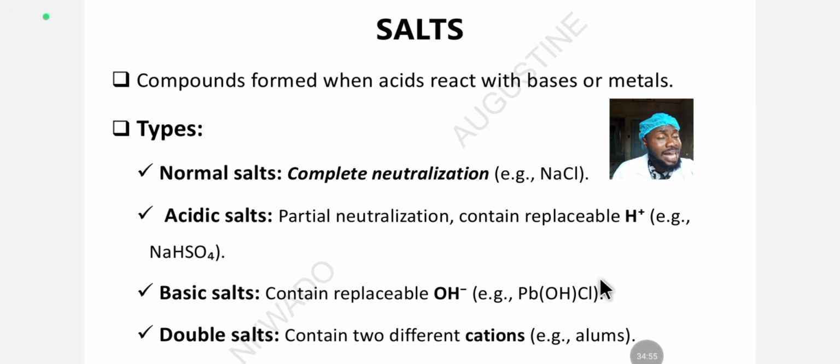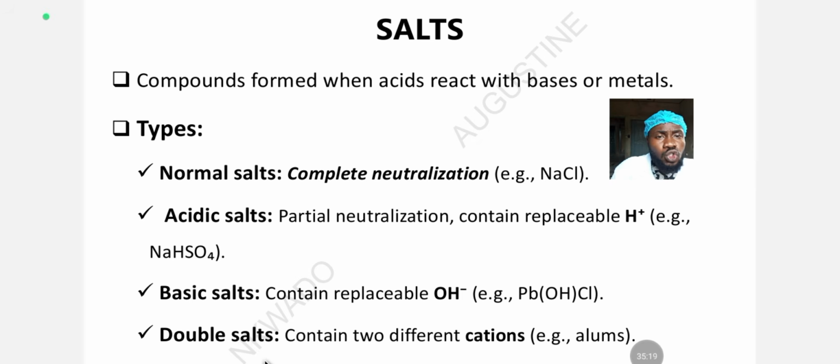Because the reaction is between hydrochloric acid, which is a strong acid, and lead hydroxide, which is also a strong base. And what happened in turn? A basic salt was formed. And why was a basic salt formed? It was formed because the moles were not equal. The moles of the lead hydroxide base were more than that of the hydrochloric acid. That's that for that.